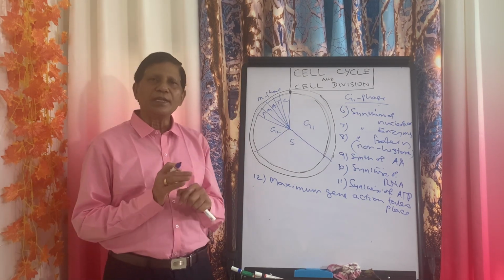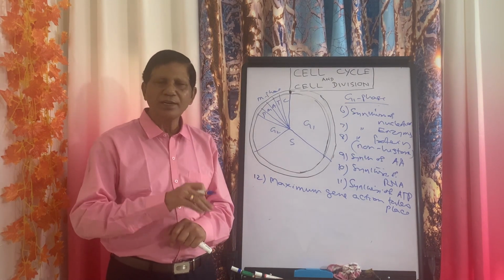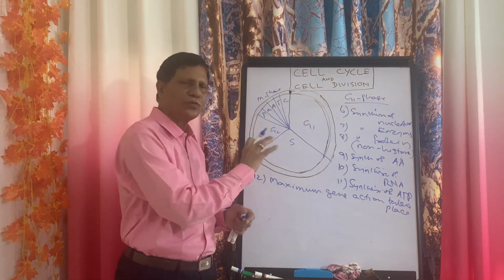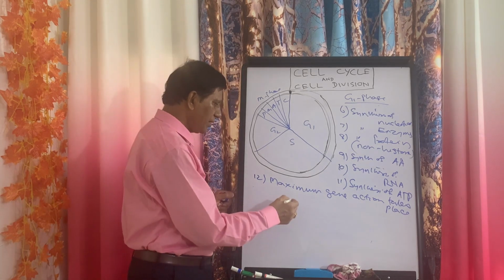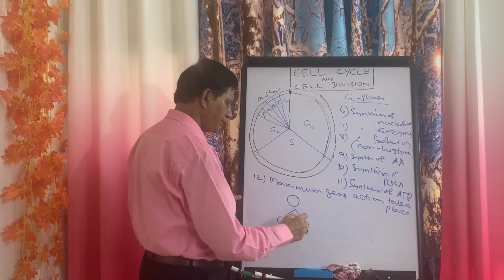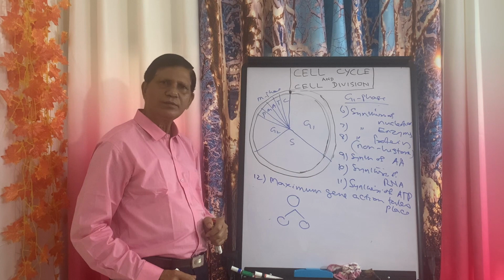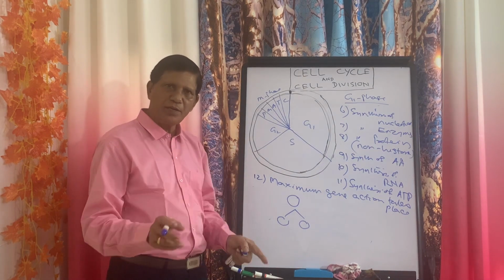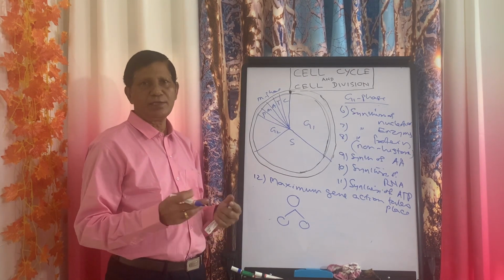But whether the cell will divide or not divide, it has to take a decision. If it has to divide, then it will synthesize all those things and it will go to the next stage. But suppose you see, this is one cell. Now this divides into two cells. Is it compulsory that both cells will divide again? No. Both cells may divide, both cells may not divide, or one of them may divide, the other may not divide. You may ask how?